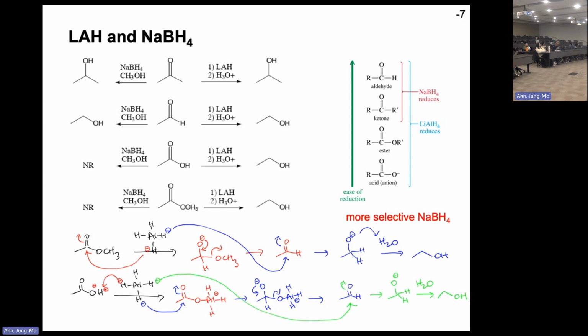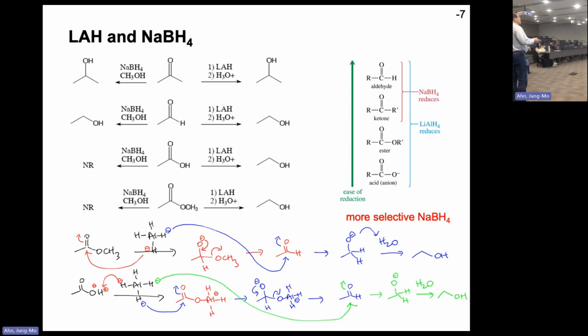So you get the primary alcohol as the ester did. So basically, carboxylic acid is going to consume 3 hydrides. First one, it will make a carboxylate and make an ester with aluminum. The second hydride is used to convert the aluminum ester to the aldehyde. And the third hydride is finally reducing the aldehyde to primary alcohol.